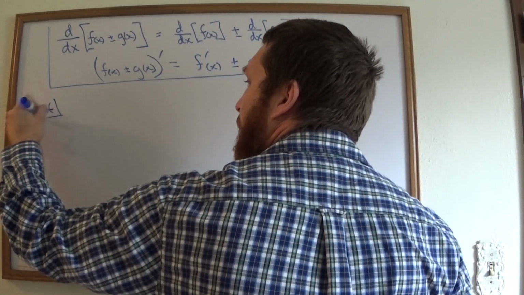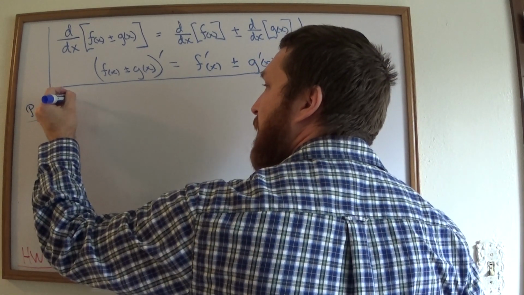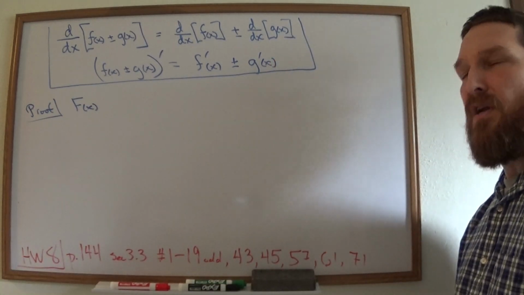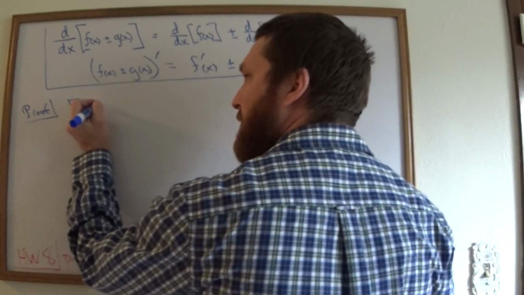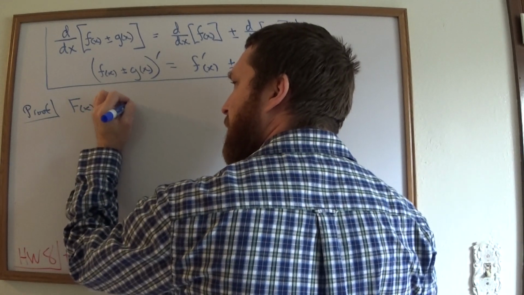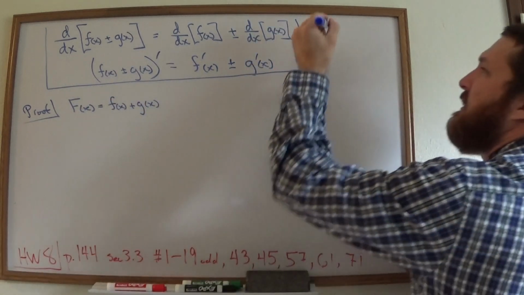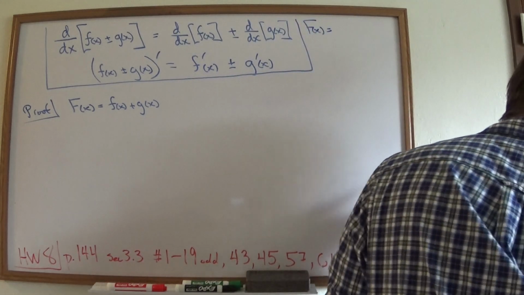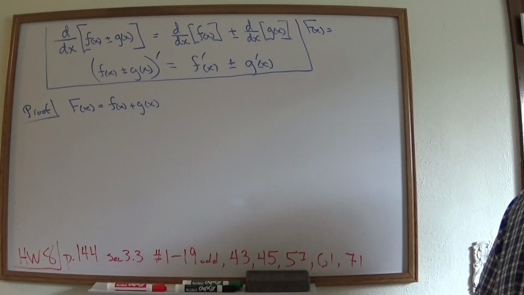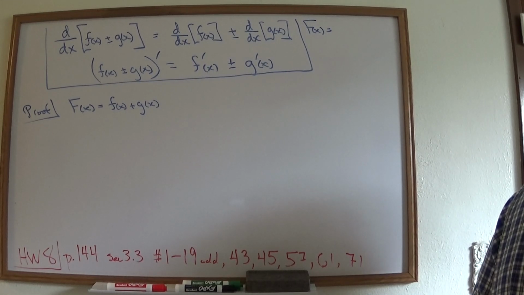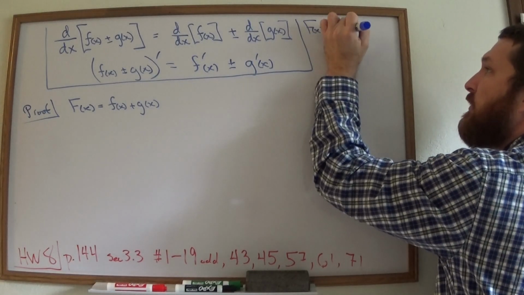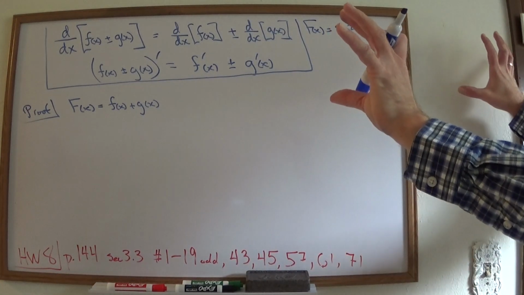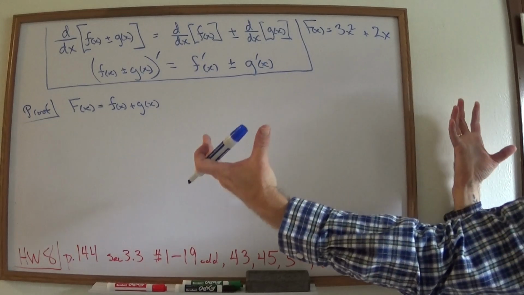Here's your proof. Let's say we're given some function, capital F of x, and we notice, hey, that function is actually the sum of two functions. So for instance, let's say we had an F of x, and it was, let me write something else, 3x squared plus, how about 2x? Something like that. Now we have one function, but we could think of it as a sum of two functions.